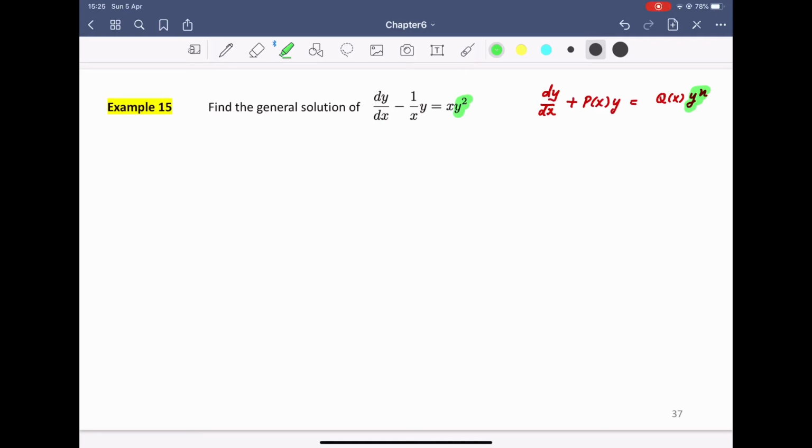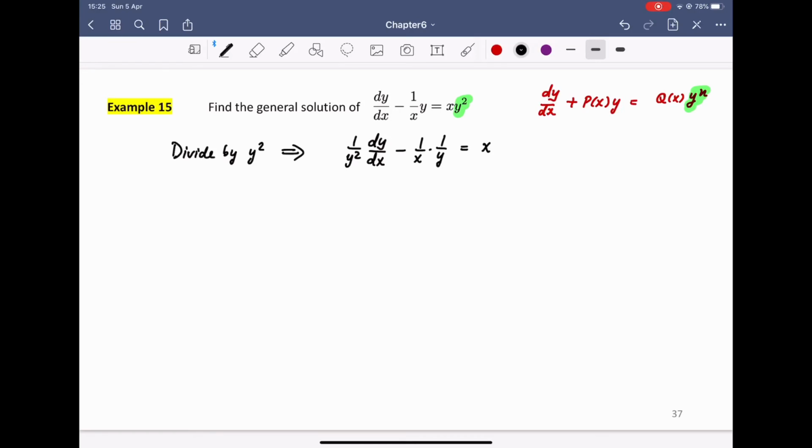Alright, let's first do this by dividing everything by y squared. So I'm gonna get dy by dx, well, multiply everything by 1 over y squared, so I get 1 over y squared here, and then minus 1 over x, y over y squared, so I get 1 over y, and then on the right hand side I get just x. So this is just dividing everything by y squared.